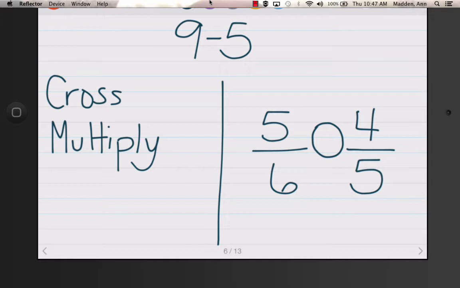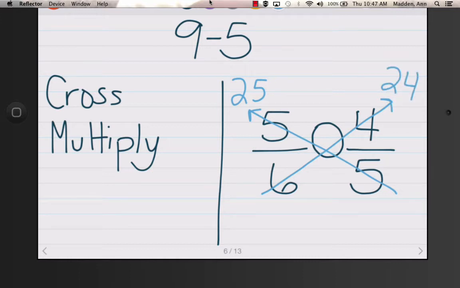5/6 and 4/5. I want you to actually write this down. 5 times 5, maybe even put an arrow on the end there to help you out, is 25. 6 times 4 is 24. Therefore, this makes 5/6 greater than 4/5.